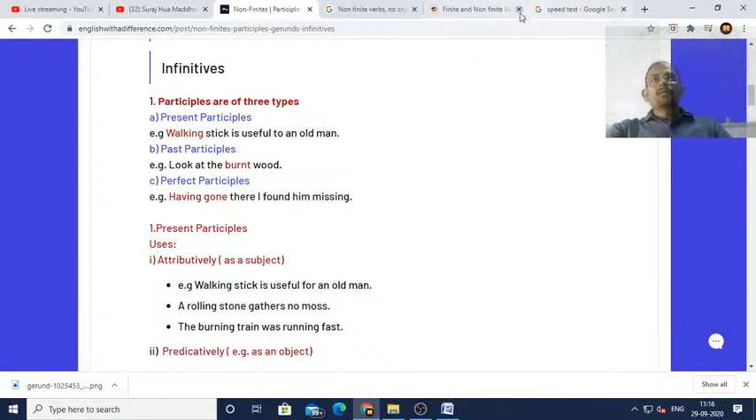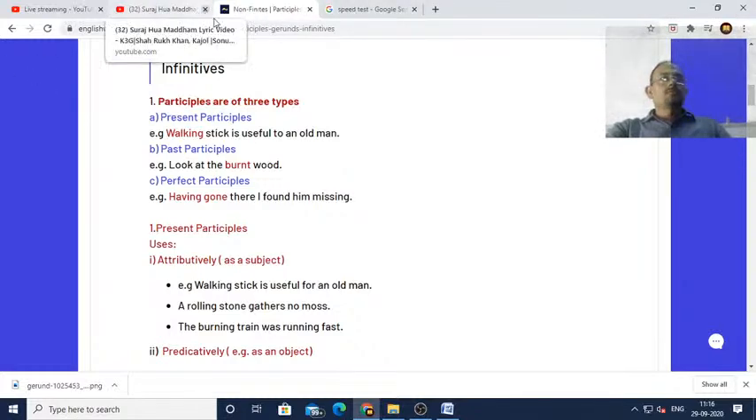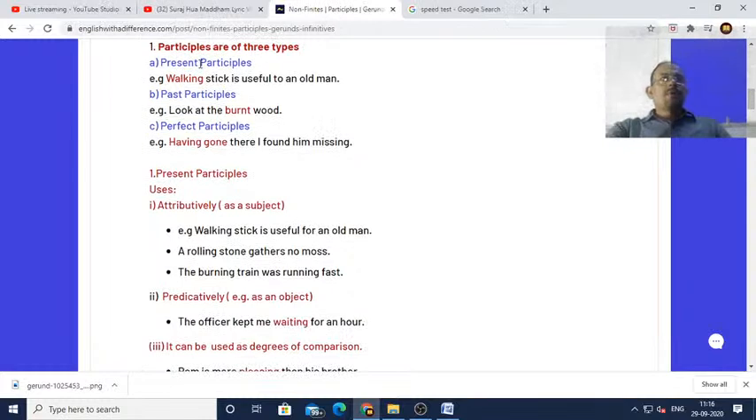Let us study first this one. You see, present participle. Ing form of the verb is always called present participle. For example, walking stick is useful to an old man. Here the verb walking is called present participle.